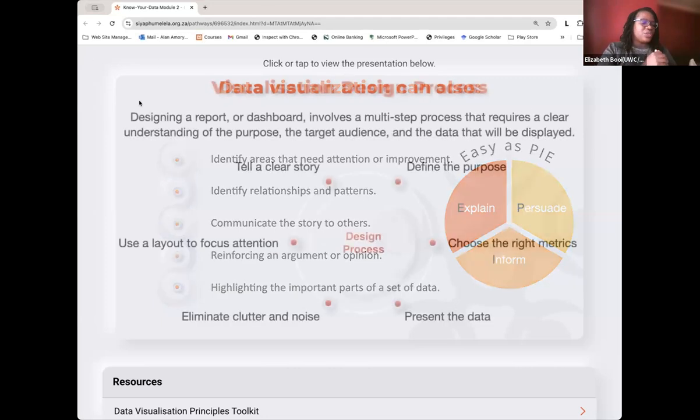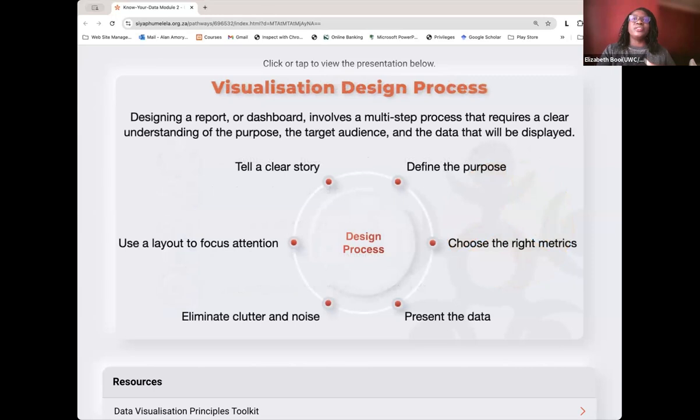In terms of visualization, you also need to be able to tell a good story with your visualization. So designing a report or a dashboard will involve a multi-step process that requires a clear understanding of why you need to create that visualization or that dashboard, who your target audience is, and what type of data needs to be displayed. In terms of defining the purpose, we spoke about it, it's as easy as pie. Are you persuading someone? Are you informing them, or are you trying to explain some phenomena?